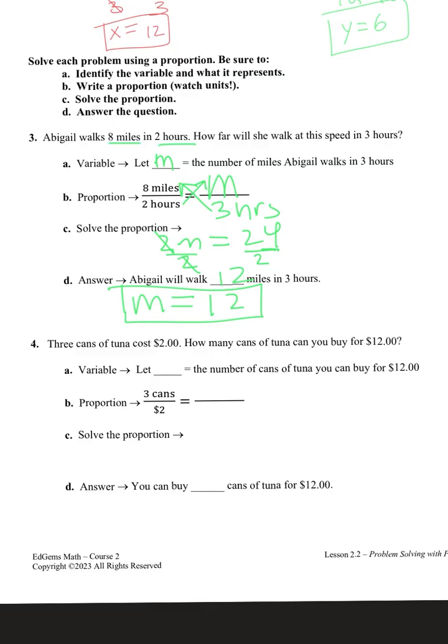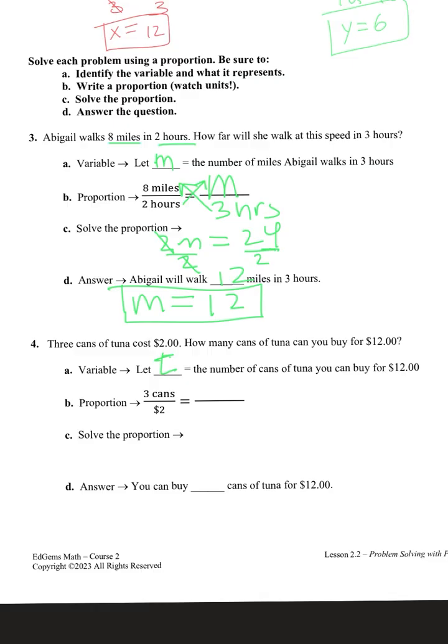So part A says let blank equal the number of cans of tuna you can buy for $12. In this case, for me, I don't care. Use C if you want. Use T if you want. I'm going to use T since we're talking about cans of tuna. Tuna balloona. My stylus isn't working. It's going to make me mad. Okay, so T is the number of cans of tuna you can buy for $12.